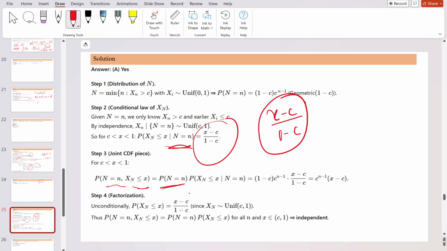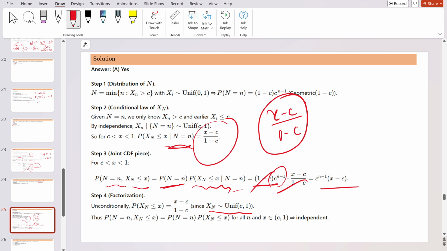So probability of N equals n and probability of X_n less than or equal to x, such that N is equal to 1. So it is simply equal to 1 minus c, times (1 minus c) to the power n minus 1, times x minus c, divided by 1 minus c. So when you multiply it, 1 minus c will get cancelled out, c is c to the power n minus 1, and x minus c. So when you factorize this, it is simply equal to x minus c divided by 1 minus c, and that is X_n in the uniform distribution c to 1.